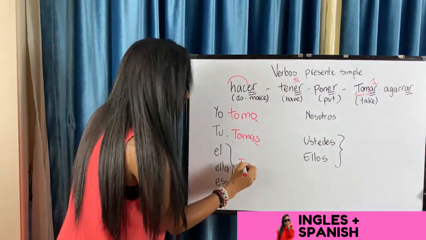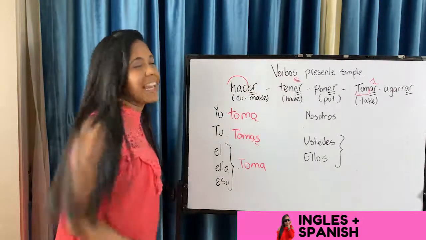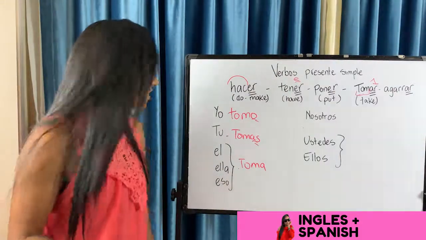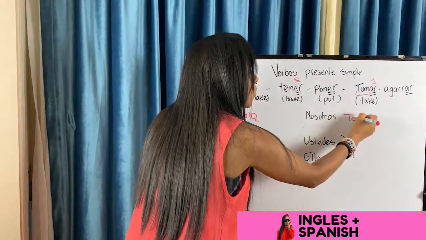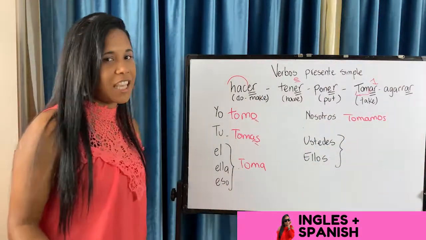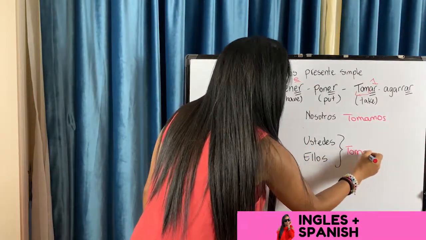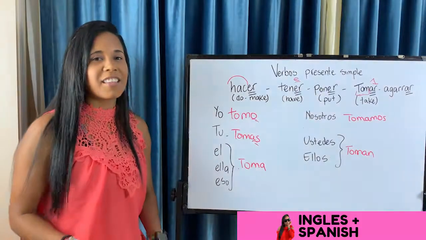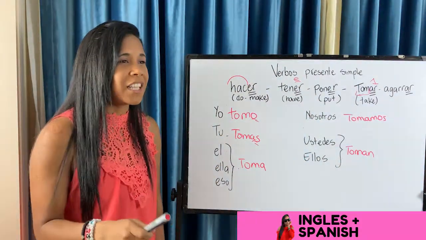Él y ella toma. Él toma la botella. Ella toma la botella. Nosotros tomamos. Nosotros tomamos la botella. Y ustedes y ellos toman la botella. Yes? So, como digo, yo no tomo la botella.